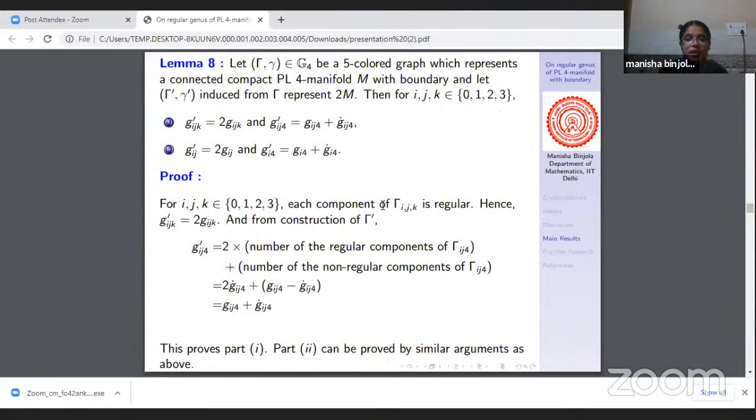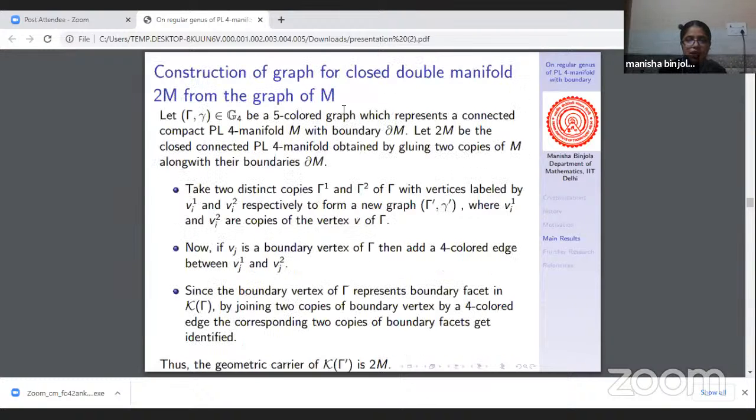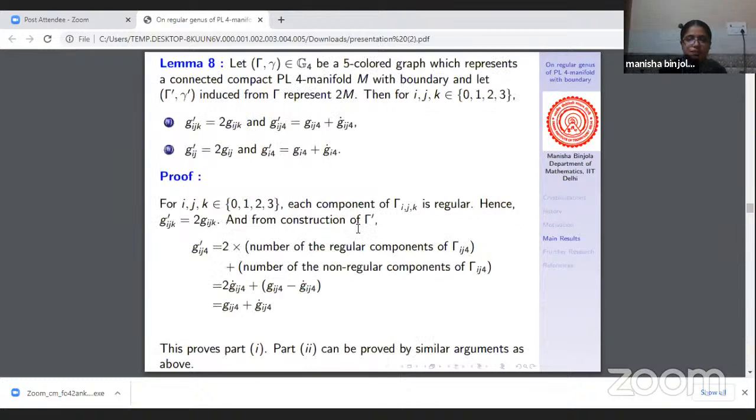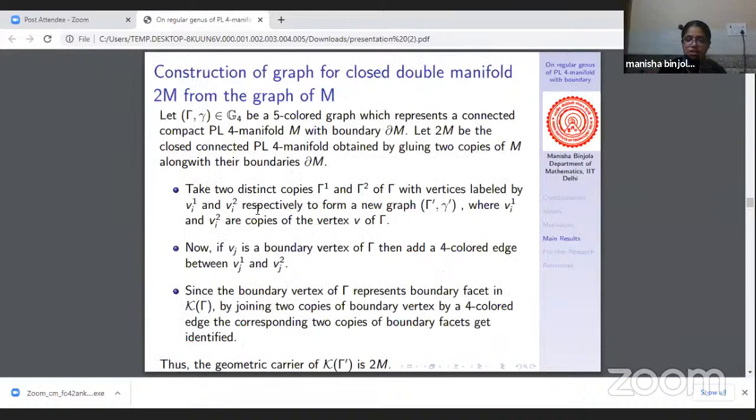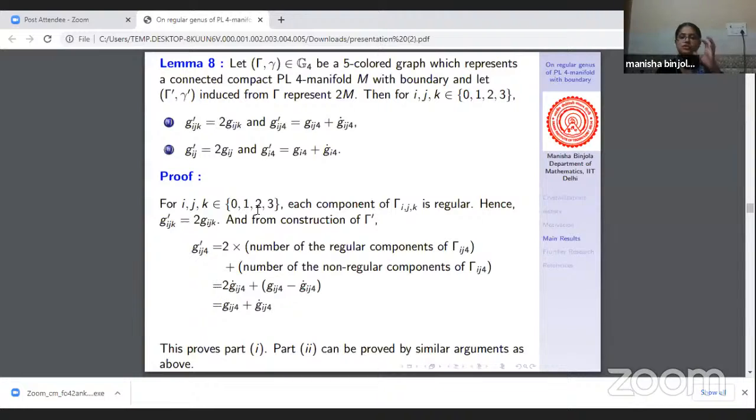Now lemma 8. Let gamma be a 5 colored graph which represents a 4-manifold with boundary. Let gamma dash be the induced graph from gamma, which represents the closed double manifold. So gamma dash is constructed as above. Then these two conditions hold. Before going to the proof, recall the last construction again. Suppose we have a regular component of a subgraph of gamma.